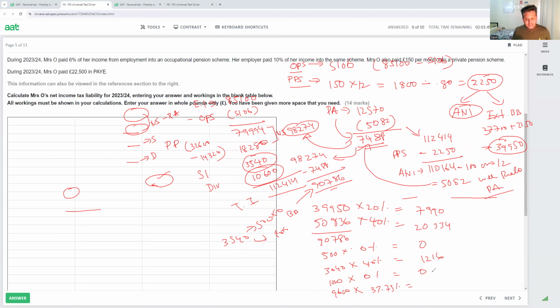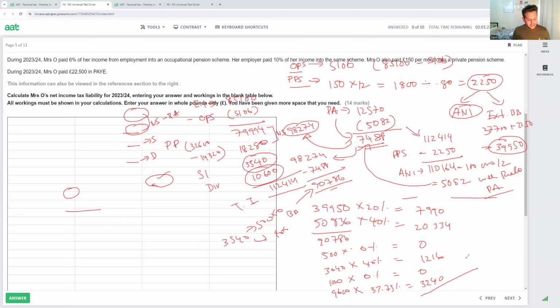And 9,600 multiplied by 33.75%, that is 32.40. And that's it. I think that's all we have. We have to add it now, everything.